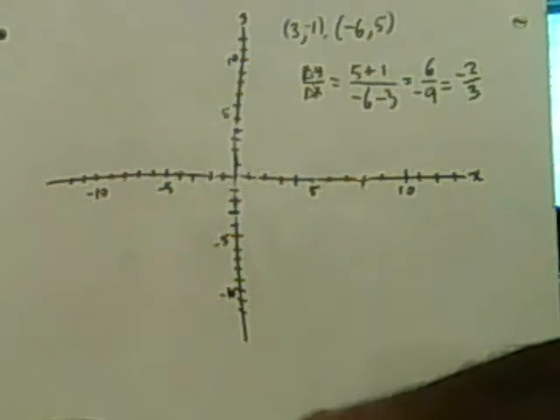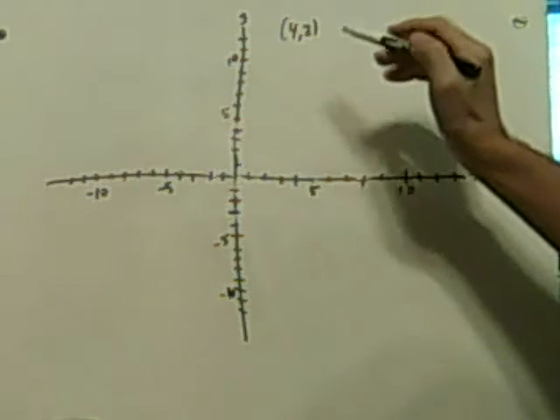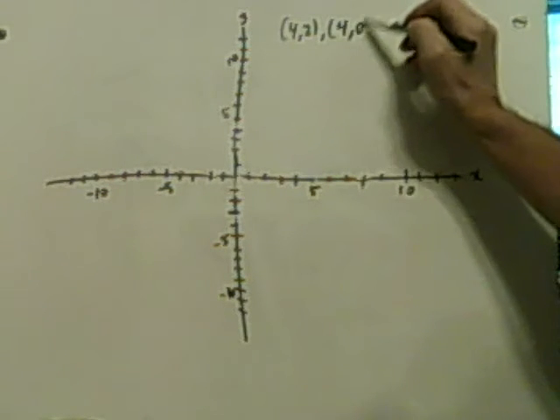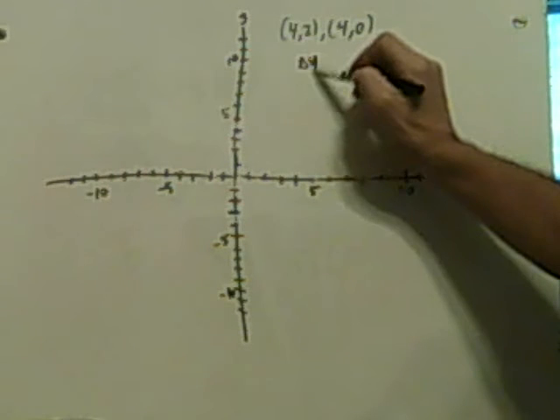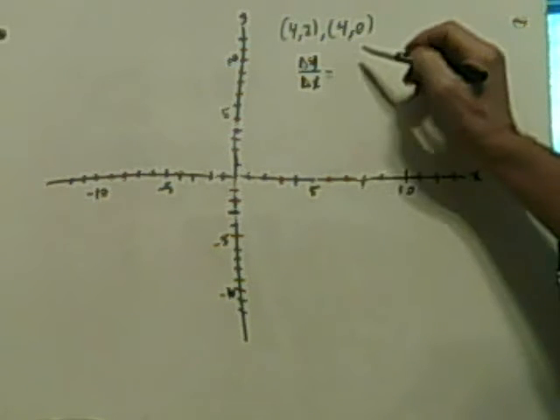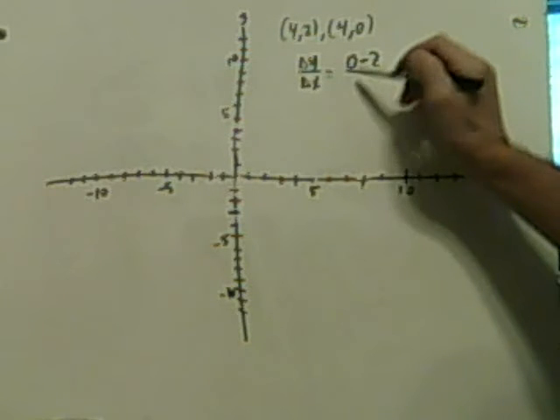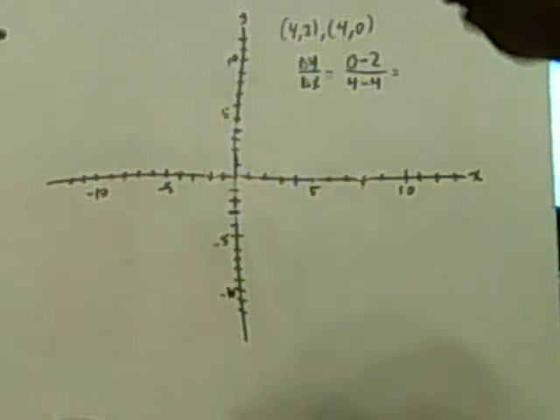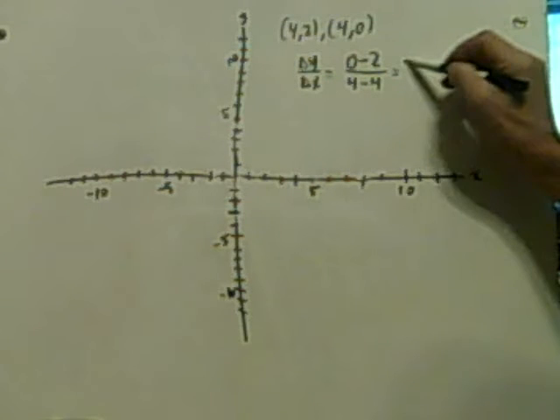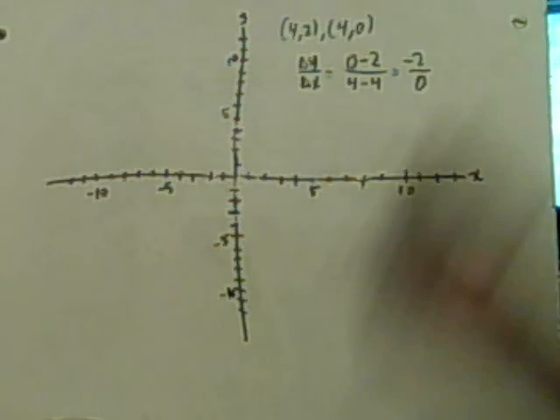Okay, let's go to number 12. (4, 2), (4, 0). Okay, delta y is equal to 0 minus 2 over 4 minus 4. Whoa, that's a problem. That gives us negative 2 divided by 0. Okay, that would be negative infinity. Technically, you can't divide that. So this is going to be a special case.